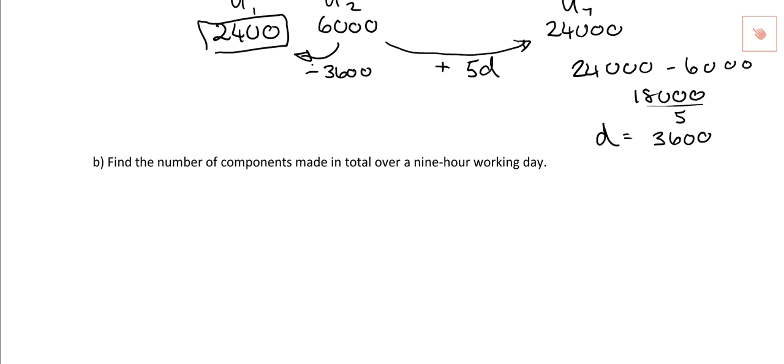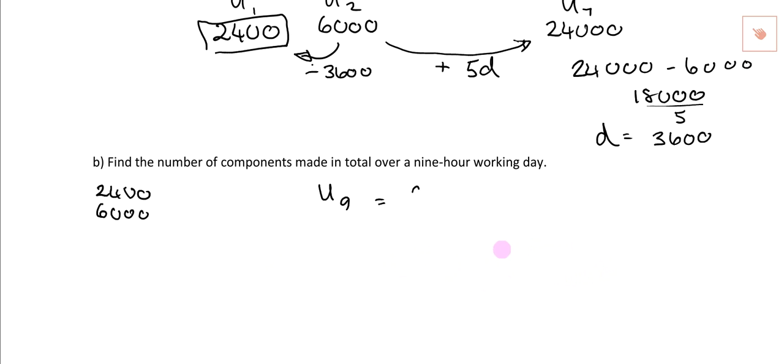This is where a couple of people misunderstood the question. Do you remember we talked about whether I need to add up the numbers in a series or not? This is a case where each term is actually already the sum of everything. So 2,400 is how many I've made after an hour. 6,000 is how many I've made in 2 hours. Don't add those together. So in 9 hours, I need to be just finding the 9th term.